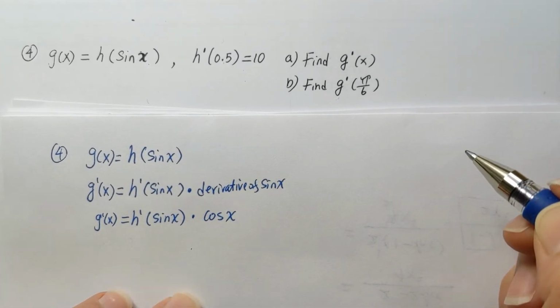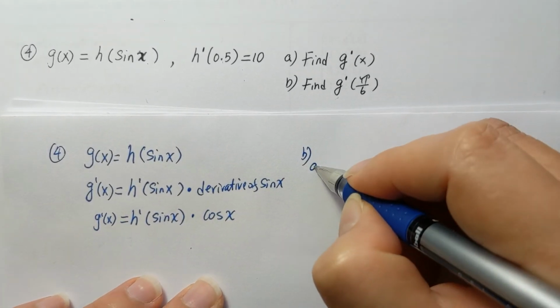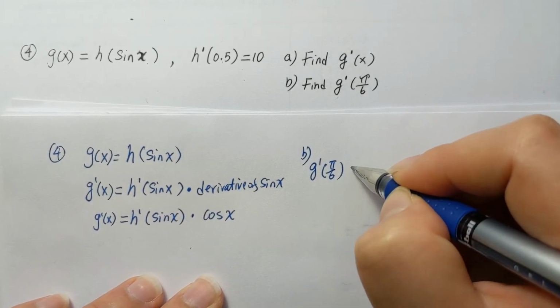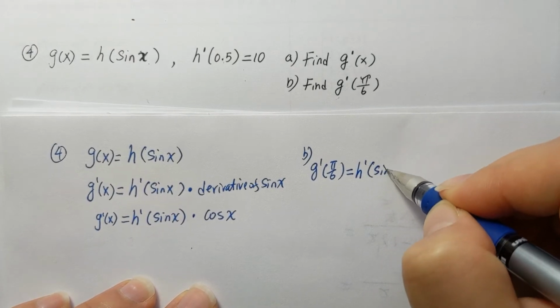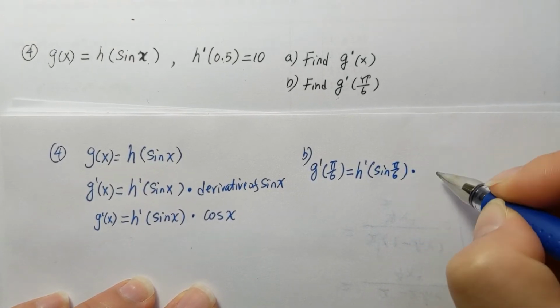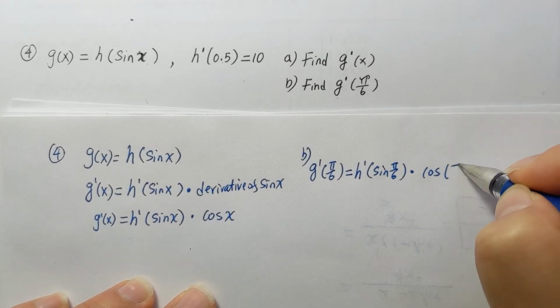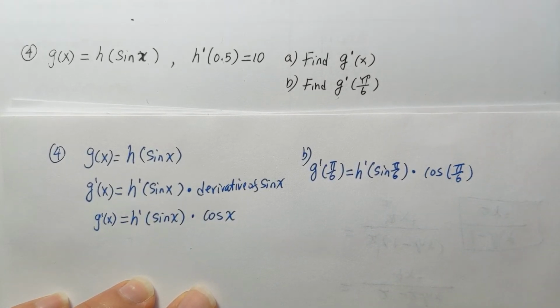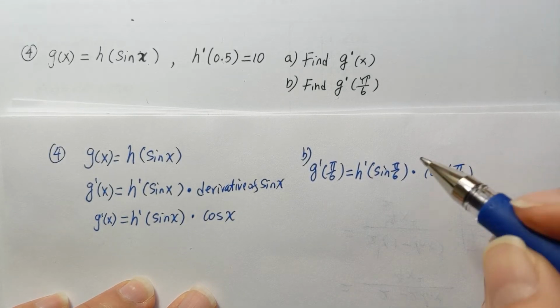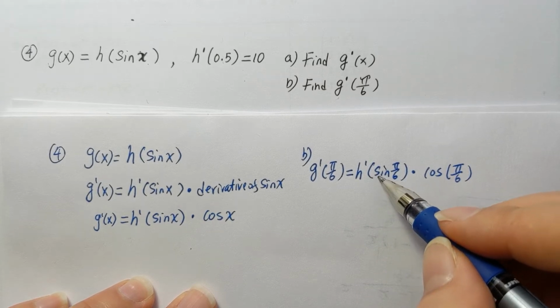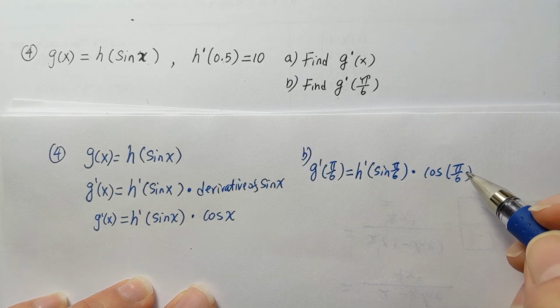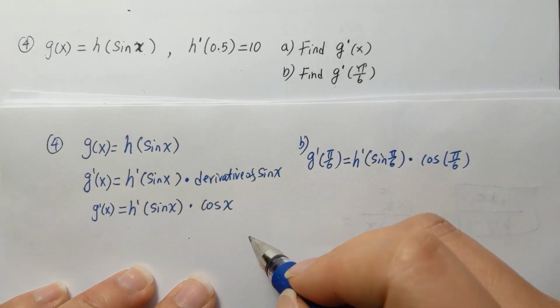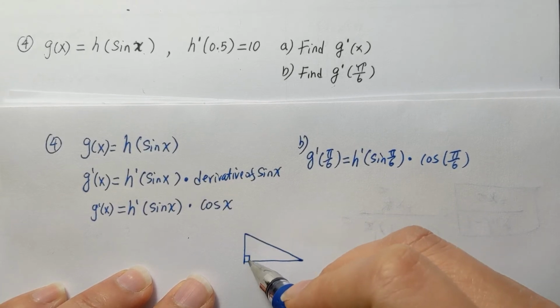Now we're going to do part B, g prime of pi over 6. Now we're going to do substitution. You get h prime of sine pi over 6 times cosine of pi over 6. We know that sine pi over 6 is going to be a number, and cosine pi over 6 will be a number also. So now we're going to review our special right triangle.